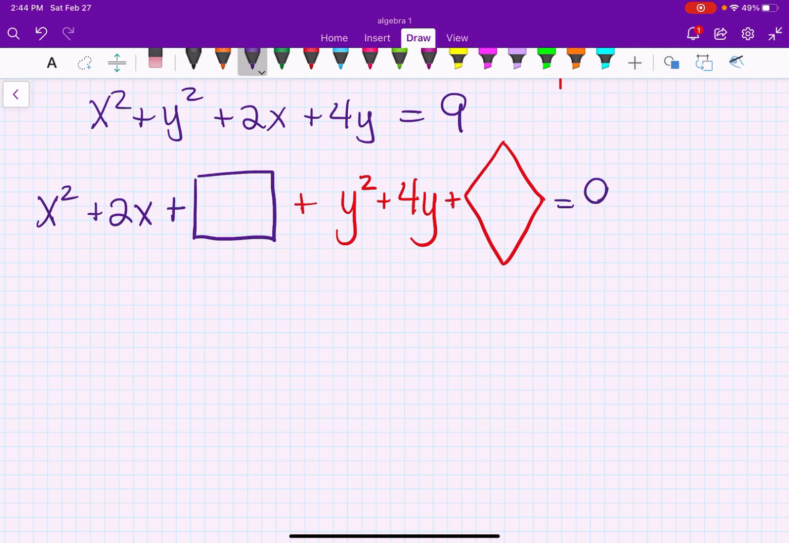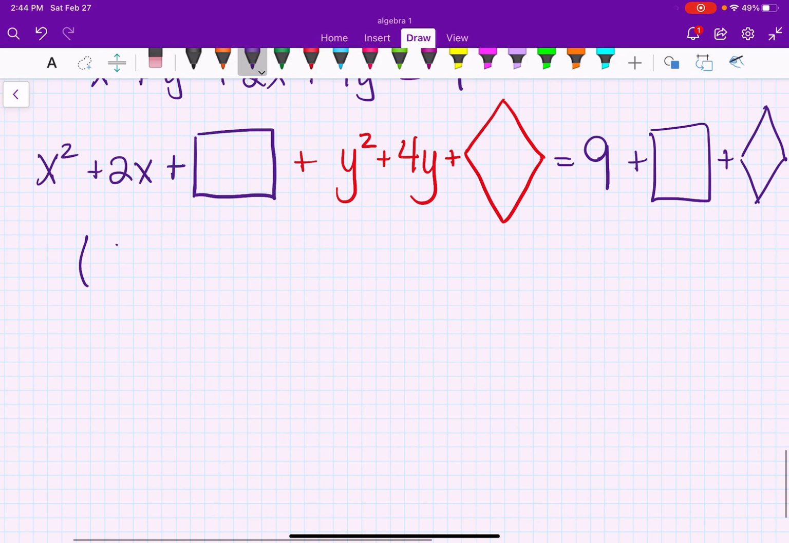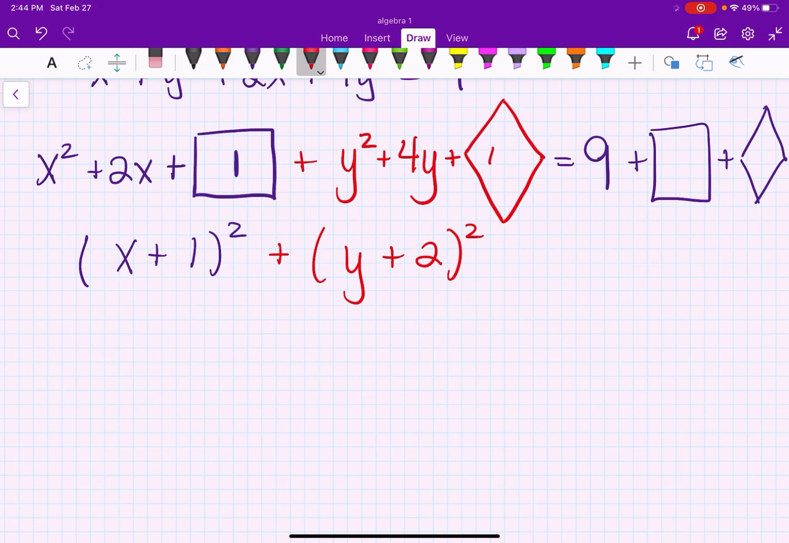And then what do I have on my other side? I have a 9. But what did I bring into this problem? Well, I brought in a square, so I better put a square over here. And I also brought in a diamond. So we are really completing the square twice. This one's going to be x plus 1, and 1 squared goes in the box. This one's going to be y plus 2, and 2 squared is 4, so that goes in the box. So over here I put a 1, and over here I put a 4. All I did was complete the square twice. If you're having trouble with completing the square, you need to talk to us so I can help you with that.